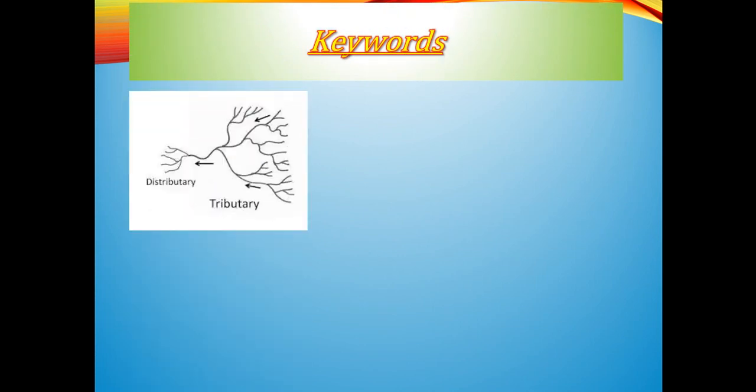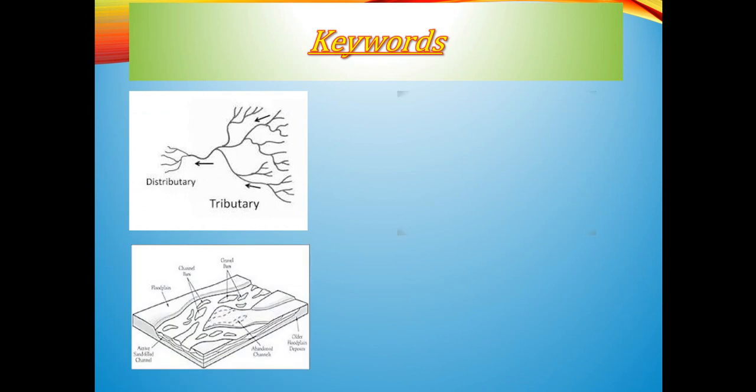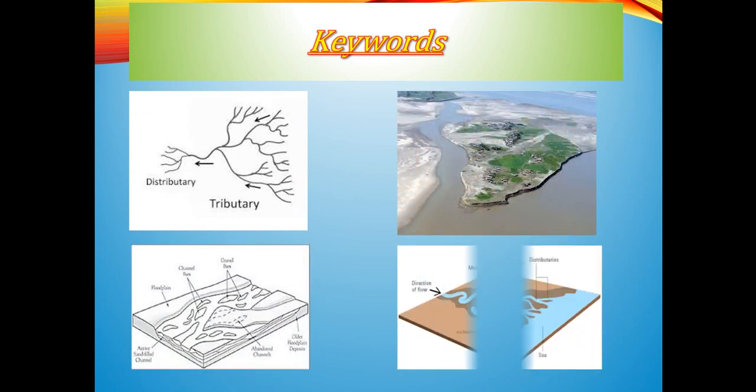Now the next keyword is related to the diagrams. Under the keywords that I have discussed, some of the diagrams I have already explained. Let's see. Here you can see the tributary and the distributary. Next, you can see this is a riverine island. It is a stretch of sediment surrounded by the river water. So it is a riverine island.